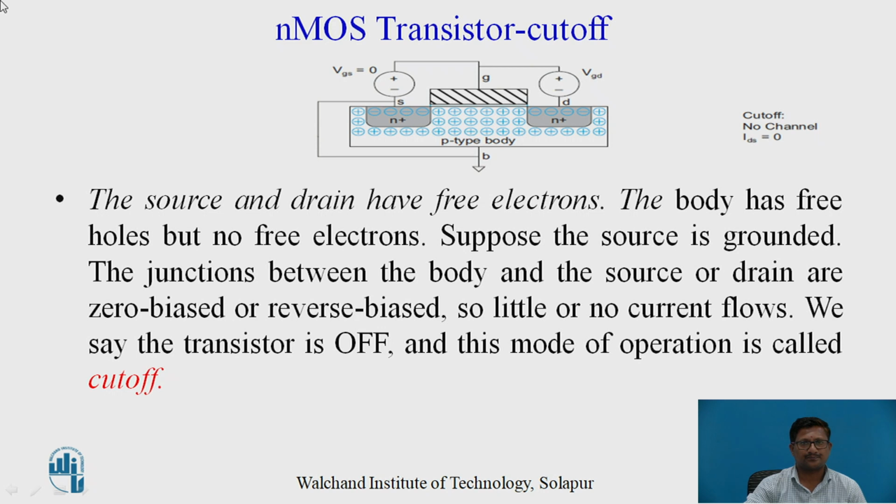Here the source and drain have free electrons, the body has free holes but no free electrons. Suppose the source is grounded, the junctions between body and source or drain are zero bias or reverse bias, so little or no current flows. So we can say that the NMOS transistor is off. This mode of operation is called the cutoff region. In the cutoff region, VGS is less than VT or nearby 0, and the current flowing between drain and source is 0 because the transistor is in the off condition.